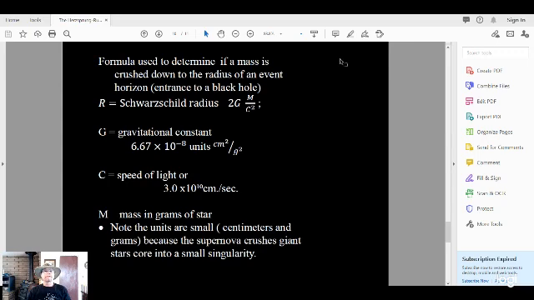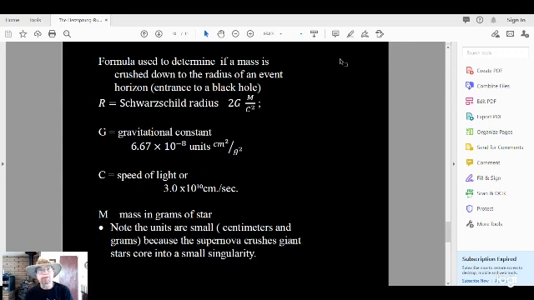So here we have Hawking's famous equation, the formula used to determine if a mass is crushed down to the radius of an event horizon. Event horizon means to escape it, you've got to go faster than light. And we know we can't go faster than light. So nothing's going to escape it. Not you, not a radio wave, not a microwave, not light. It's the black hole. Schwarzschild radius, the equation is 2GM over the speed of light squared.